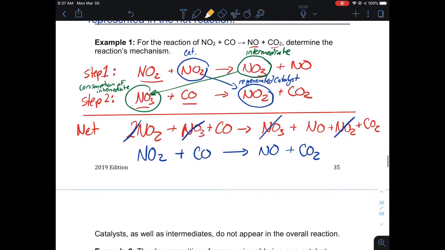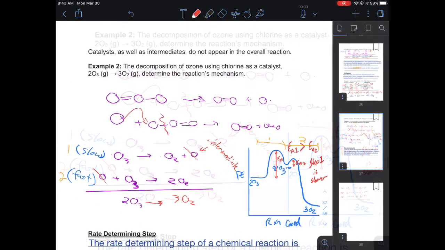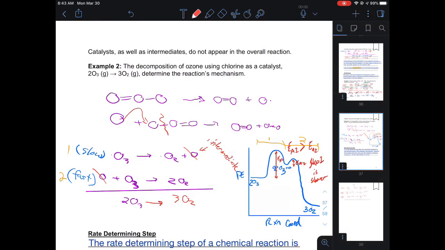So that's one way that we would have found that experimentally. The nitrogen trioxide is produced in the first step, but it is used up in the second step, so that makes it an intermediate. All right, so we can look at this example number 2. Here, ozone does have a reaction where it breaks down into O2 and oxygen, and then that oxygen can add to ozone again to form O2 and O2, so it's a 2-step reaction.